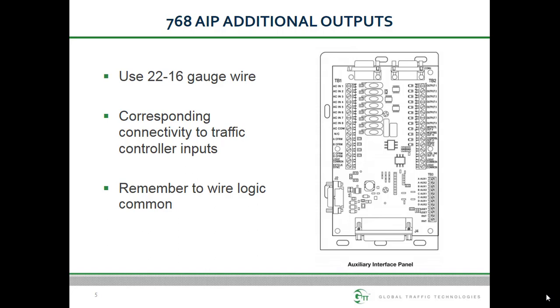You will also need to run a wire from one of the logic common terminals on the AIP to the logic common input in the traffic cabinet. You will only need one logic common connection regardless of how many AIP outputs you use, but you will need at least one. The logic common wire on the 760 phase selector is only for the outputs on the 760 series device and does not provide that connection for AIP outputs.